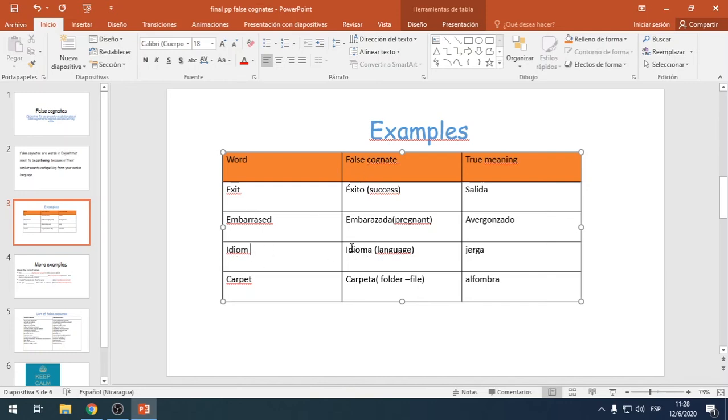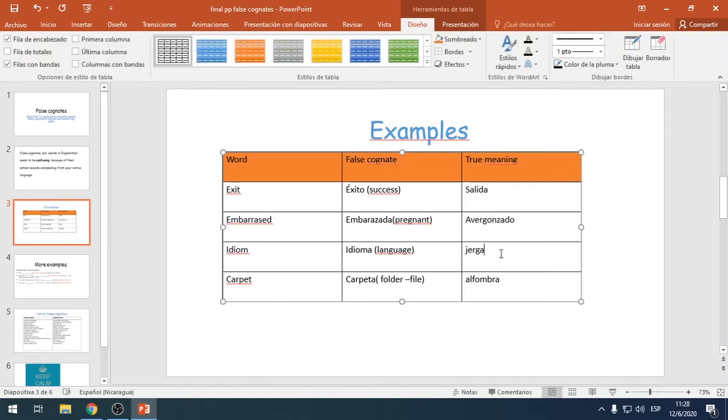Idiom doesn't mean idioma. What is the true meaning of idiom? Look at the third column. The true meaning is jerga, un dicho, una palabra propia de una región. That's the meaning of idiom. How do you say idioma in English? You say language, okay?